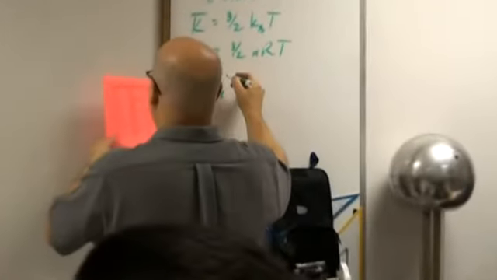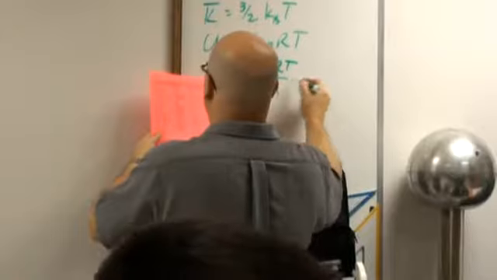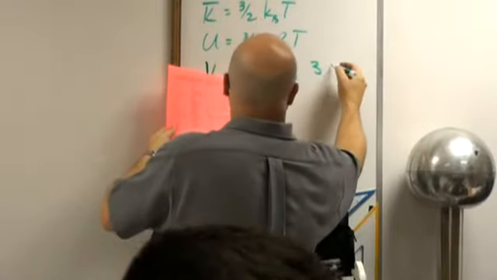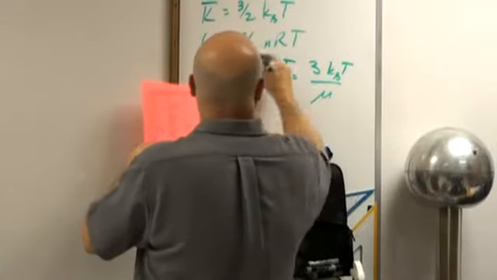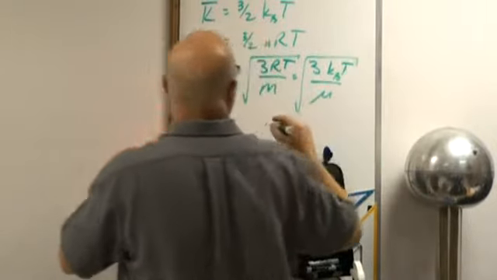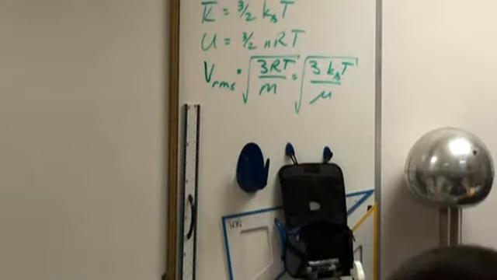They are v_rms equals the square root of 3RT over M, equals the square root of 3 k_B T over mu. And these are square rooted. Let me explain these to you.